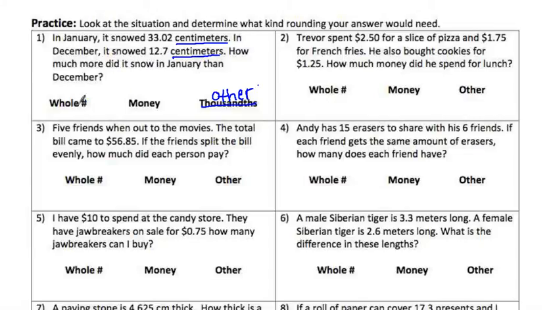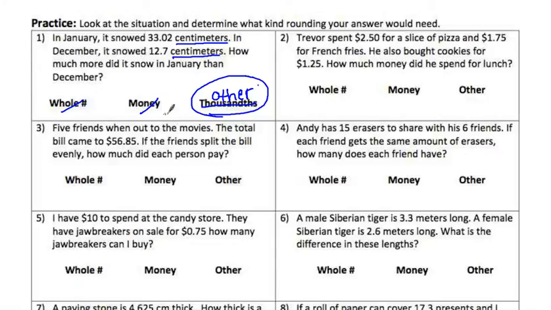So I don't necessarily have to have it as a whole number, because these aren't whole numbers. These are decimals, and they're in centimeters, and centimeters can be expressed as a decimal. I'm not working with money, so it's not going to be money. So the only other choice is other here. I'm going to round to whatever place value they give me whenever I actually solve this problem, or whenever the numbers give me.